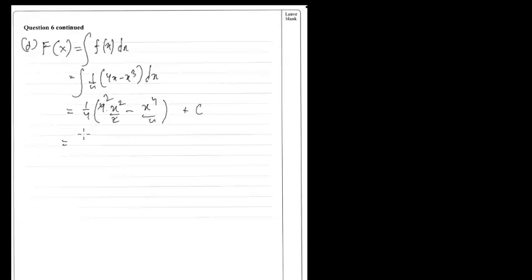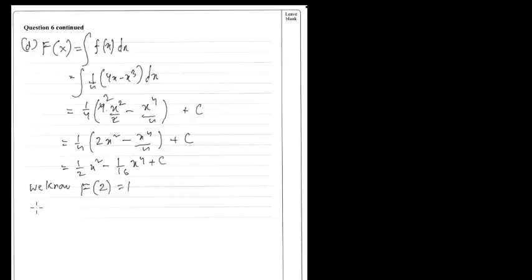If you cancel this off, this 2 and this 2 cancel, so this would be 1 by 4 (2x squared minus x to the power 4 by 4) plus c. Again, if you multiply with 1 by 4, this would be 1 by 2 x squared minus 1 by 16 x to the power 4 plus c. So you know that the upper limit is going to give 1. We know F(2) equals 1, therefore 1 equals half 2 squared minus 1 by 16, 2 to the power 4 plus c.